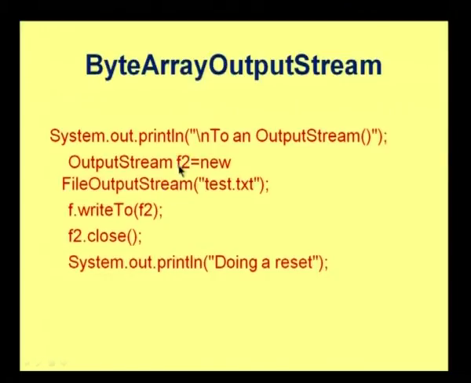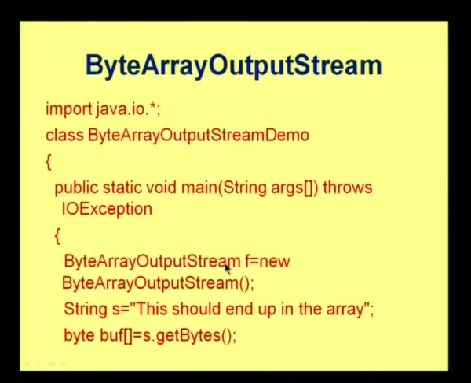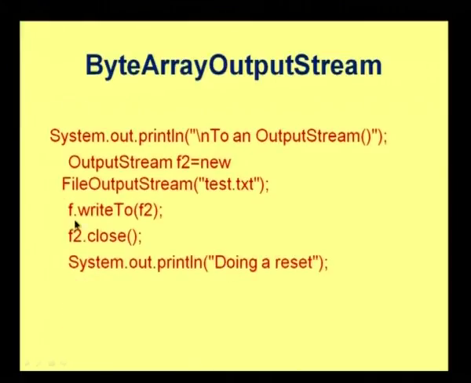So now F2 is being typecasted. Your file output stream will be typecasted with the name of F2. Now I have given a file name and then f dot write to F2. It means that F is nothing but our byte array output stream, so here f dot write to, I am writing that into a file.